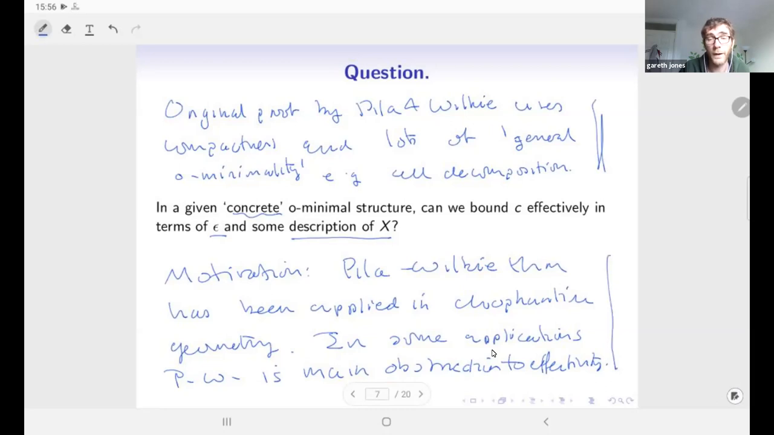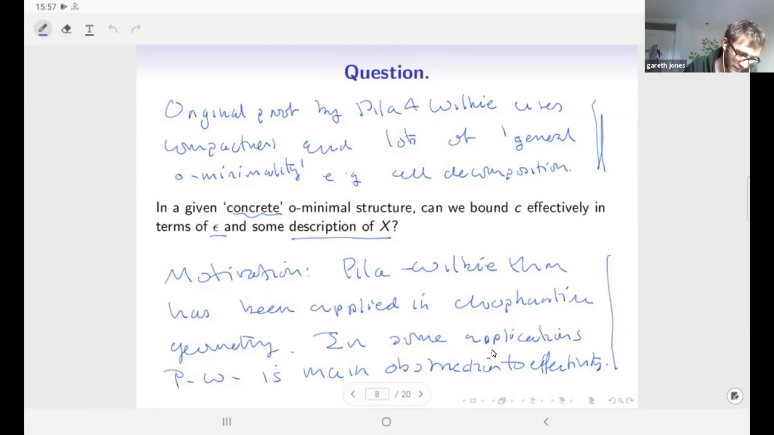So we get effectivity using pfaffian functions. So now I'll talk about pfaffian functions for a bit. Then I'll talk about our result briefly, and then I'll just state a few diophantine applications.